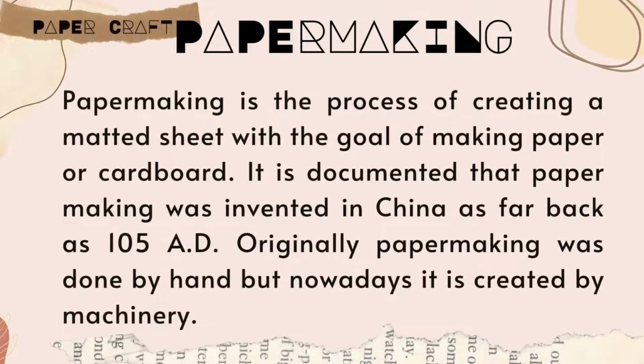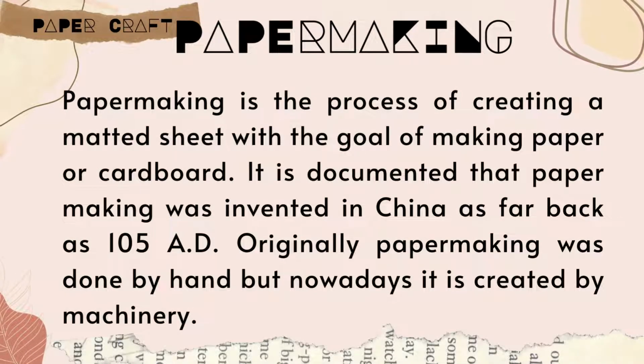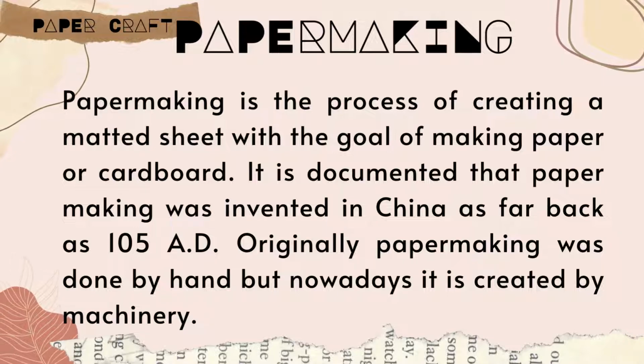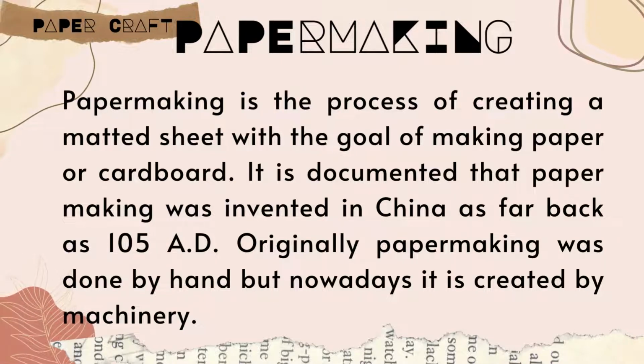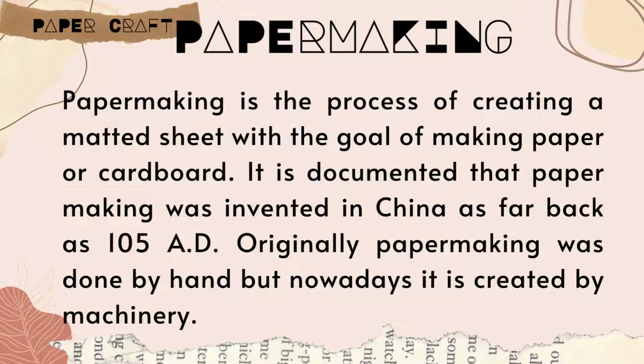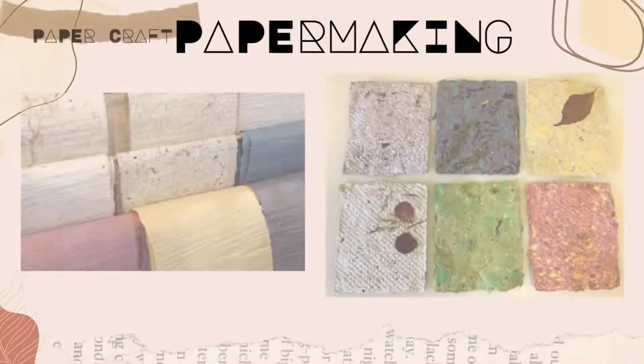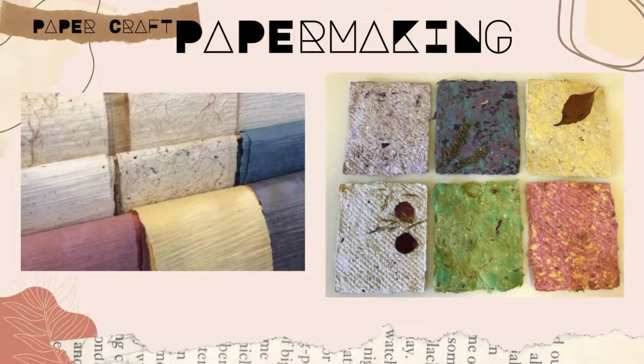The second one is paper making. It is documented that paper making was invented in China as far back as 105 AD. Originally, paper making was done by hand, but nowadays it is created by machinery. Here are the photos of paper making.